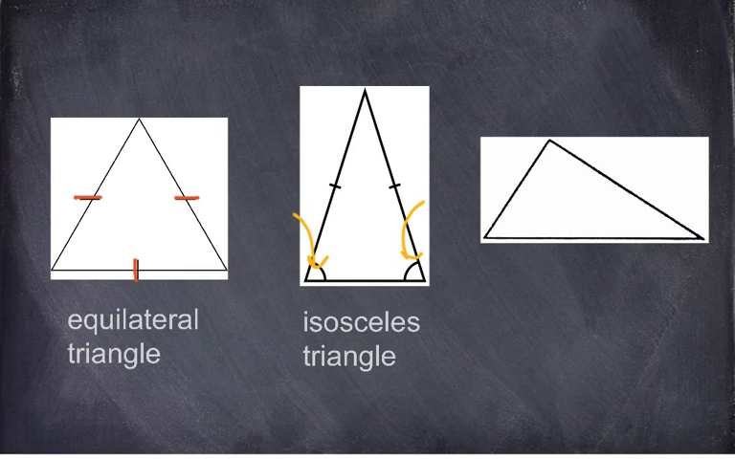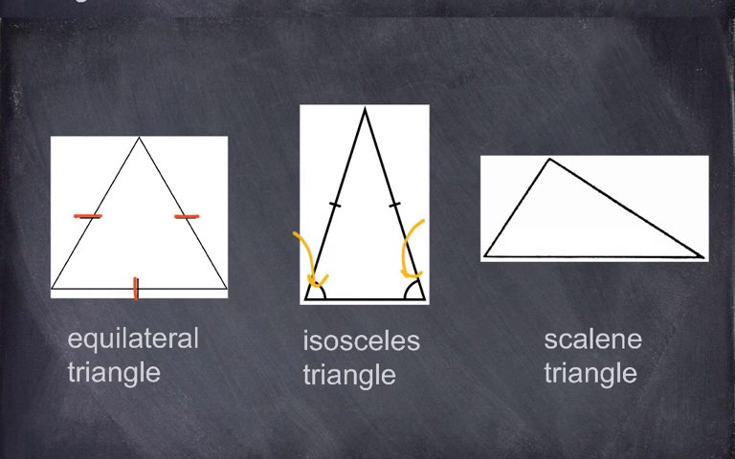And for our very last one, notice there are no markings, so we can assume that no sides are congruent to each other. If no sides are congruent to each other, it's considered a scalene triangle. Again, no sides congruent is considered scalene. So, recap: 3 sides congruent, equilateral; 2 or more, isosceles; no sides congruent, scalene. That's what we're doing today for triangles.